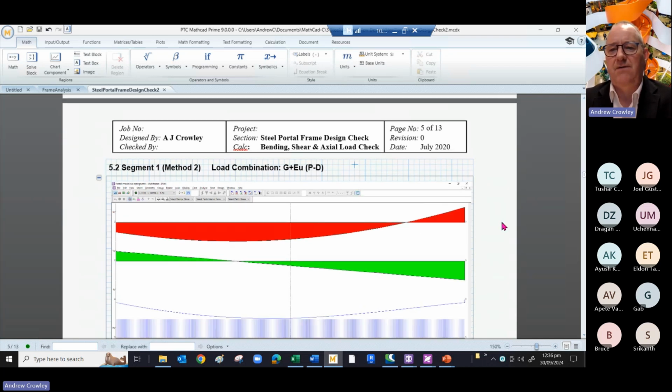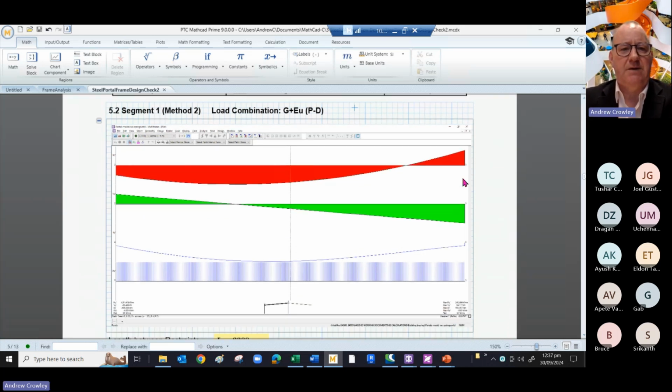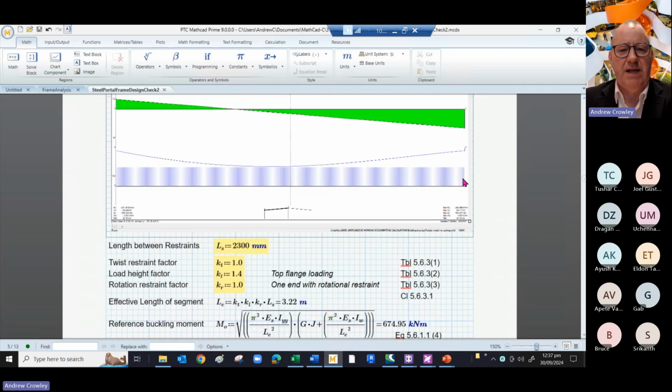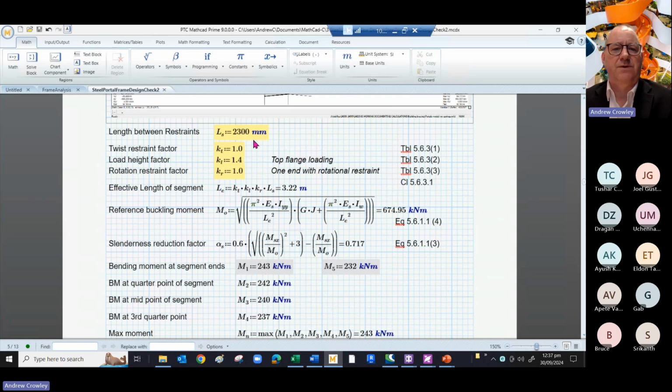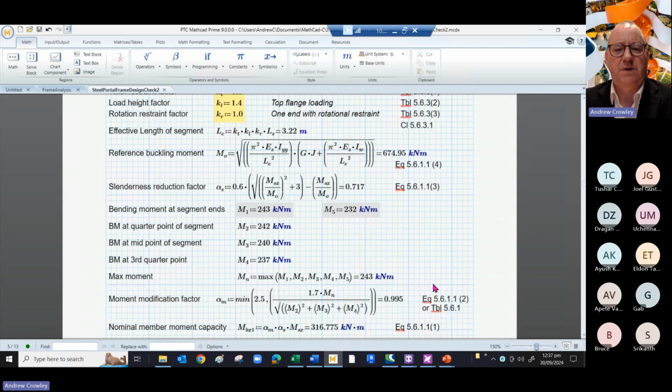However, as we've said, for maximum efficiency, you halve the spacing between the purlins at the eaves and the apex, because that's where the maximum moment is. So we need to look at the next section. We pick out another section, and the length between the restraints is now 2.3 meters. We go through the same routine again, find our reference moment, and I've put these in from the bending moment diagram given by Multiframe analysis. And that gives our maximum moment.